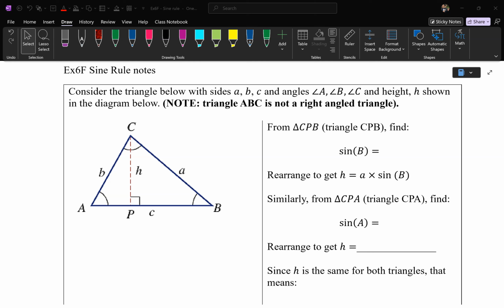Let's record. So, this week we're only doing one exercise. It's 6F, which is sine rule. I've talked about right angled triangles. I've taught you SOHCAHTOA. I've taught you Pythagoras' theorem.